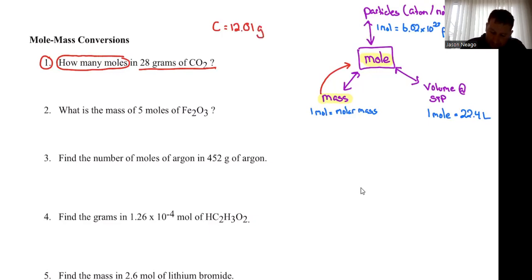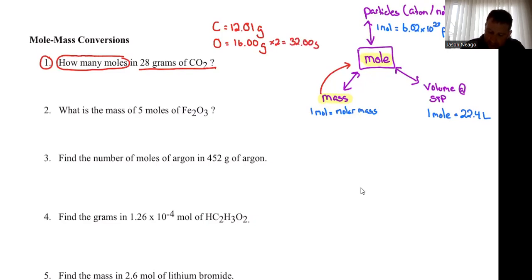For oxygen, oxygen has a mass of 16.00 grams. But if I look at my chemical formula, how many oxygens do I have? Well, I have 2, CO2. So I have to multiply this by 2. That will give me 32 grams of oxygen.